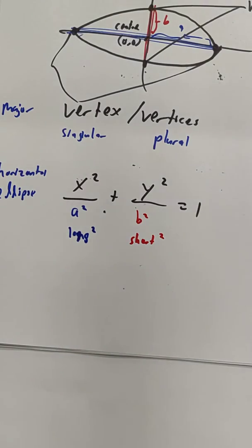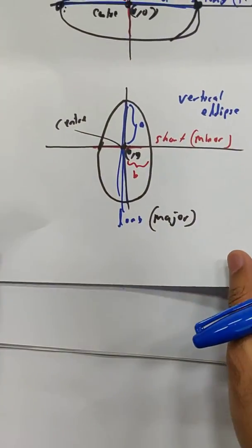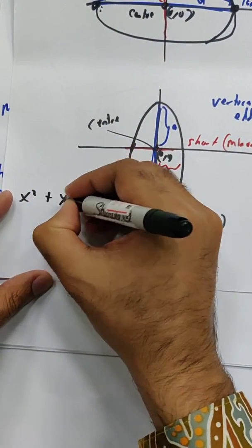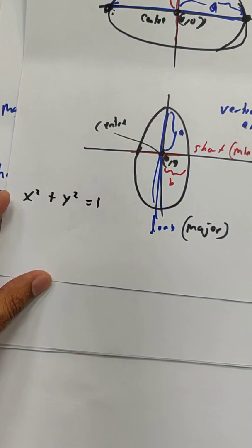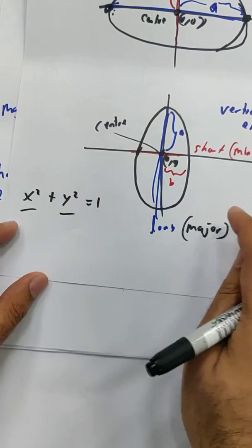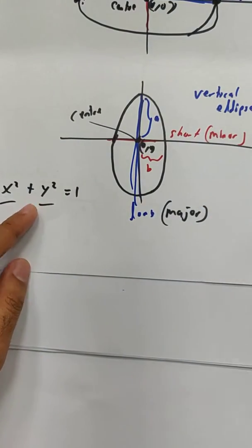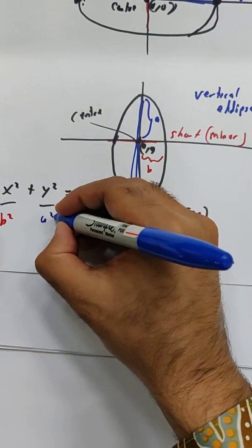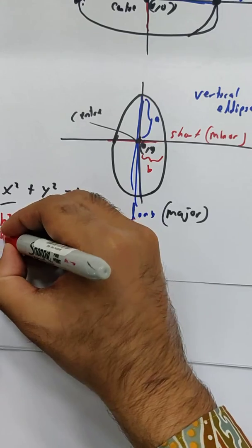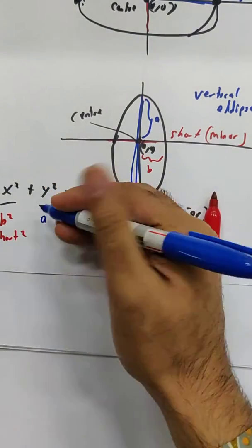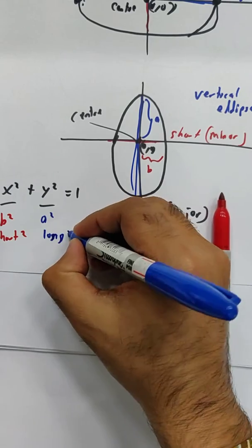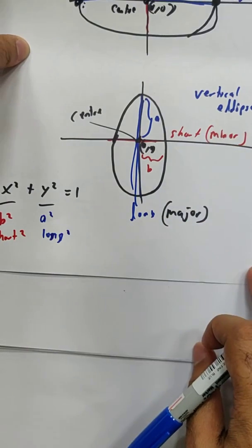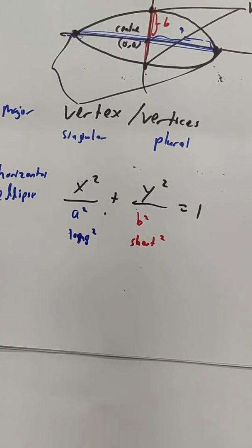Right? So if I give you the vertical ellipse, it will be x squared plus y squared equals 1, divided by what? This one is the b squared. This one is the a squared. In other words, short squared, long squared. You okay? This is for the vertical ellipse. Those are the basics.